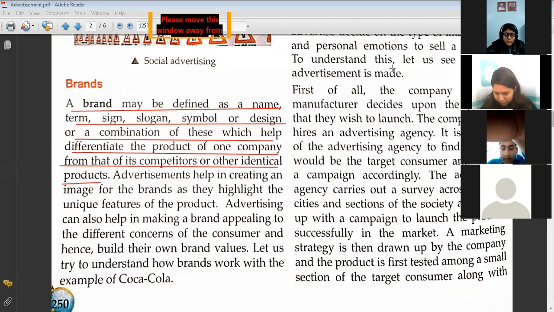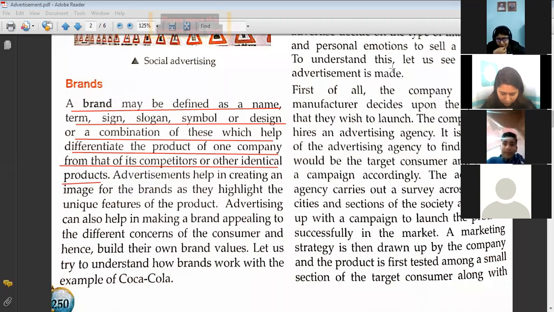Ma'am, can you tell me one thing? Why are all brand names very short? I have seen they are only one or two words. Why are they not long? It depends, beta. Different names have different reasons. Whatever they find suits their brand the most, that's why they kept it.